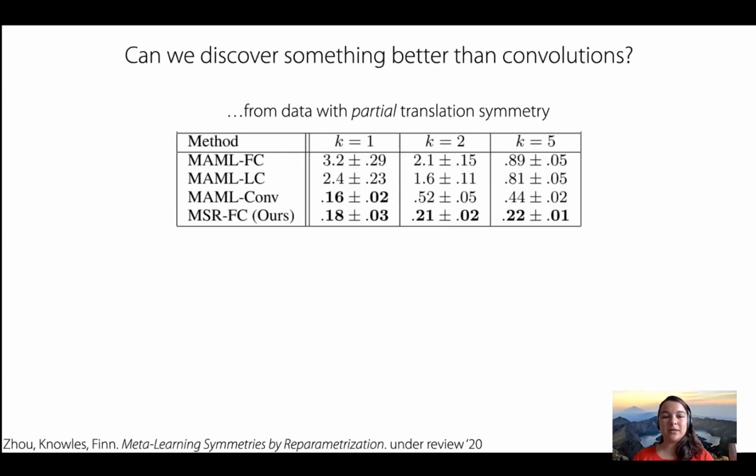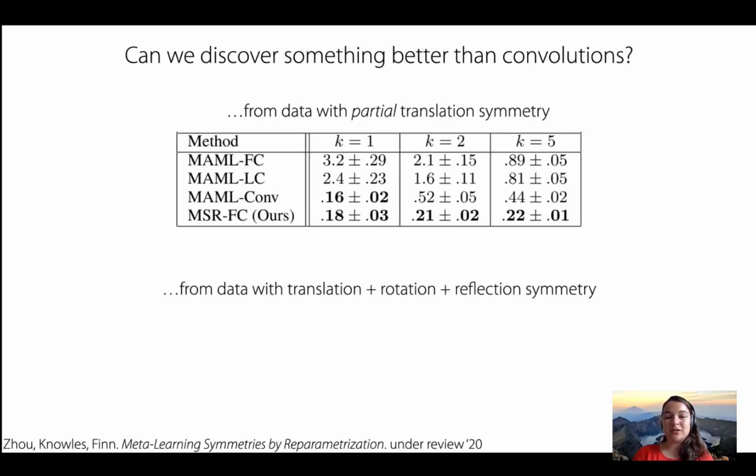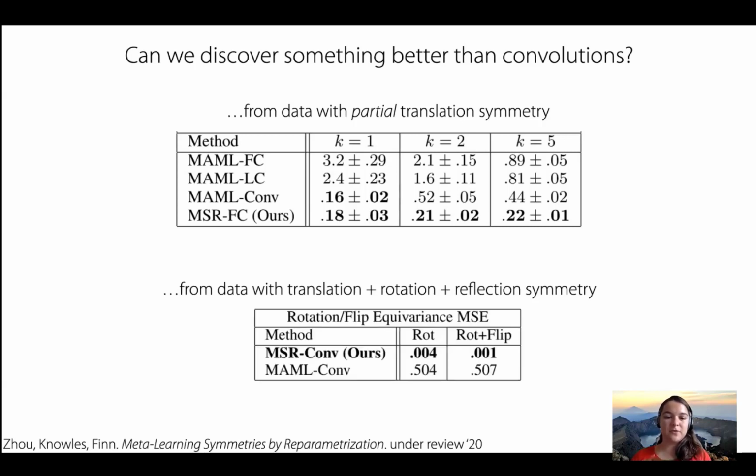And likewise, locally connected and fully connected are making too weak of an assumption about the symmetries in the data. The next thing we want to look at is data that is translationally equivariant, rotationally equivariant, as well as reflection equivariant. In this case, we actually initialized MSR with a convolution network instead of with a fully connected network. And we found that MSR was able to outperform MAML with convolutions by learning this stronger equivariant structure.